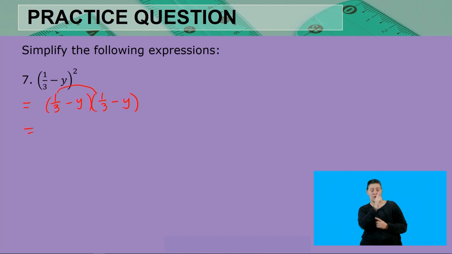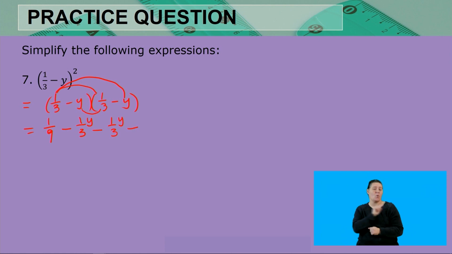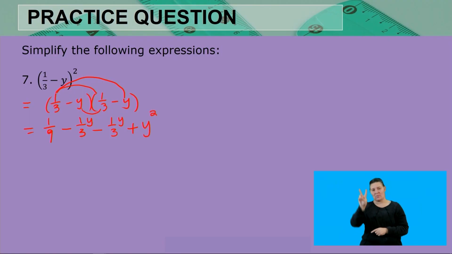So it's the first ones first. 1/3 multiplied by 1/3 is 1/9. Then we are subtracting. Then we have 1/3 multiplied by y. This is going to be 1/3 y. And then we have y multiplied by 1/3. That is going to be 1/3 y. And then we are subtracting, but because in both brackets we are subtracting, remember, subtracting a negative gives us a positive. So now we have y multiplied by y, that is a y squared.